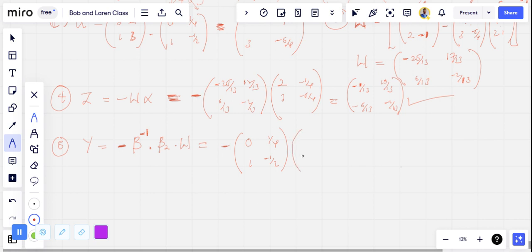You can go and check it. For beta 2, we have 1, minus 2, then 2, 1. Then our W, what do we get as our W? See it here: minus 25 over 13, 17 over 13, 6 over 13, minus 2 over 13. If you multiply all this together using your calculator, together with this minus, you will have your Y as 11 over 13, minus 8 over 13, 15 over 13 and minus 5 over 13.